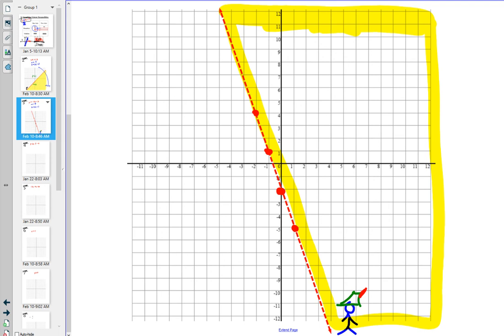Please, on your test, don't draw stick figures. You can do it at home if you want. But Y gets eaten, shade up. Y no get eaten, shade down.